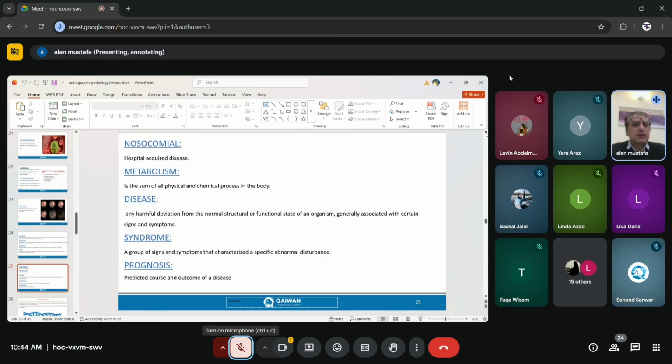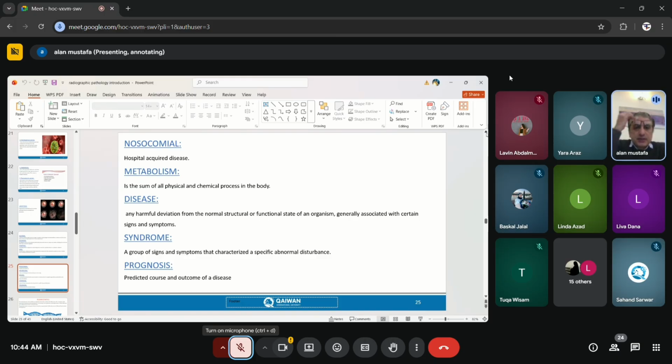So the patient in ICU, for example, a patient who stays in ICU for 1 month. After a week or 2, he developed an infection, a bacterial infection he picked up from the ICU. So we call this hospital-acquired infection or nosocomial.